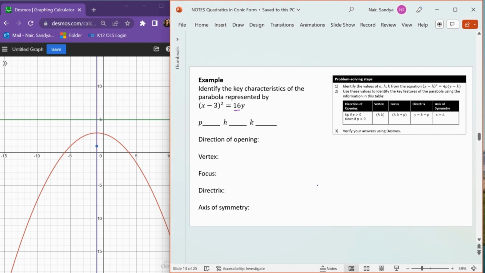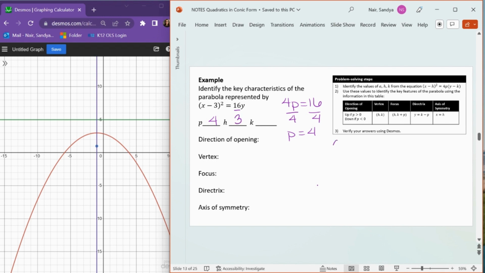So remember, this 16 is telling me 4p. So I have 4p equals 16. So I'm going to divide both sides by 4. When I divide both sides by 4, I get p equals 4 that I'm going to write here. The value of h is going to be 3. And you may be wondering what the value of k is.